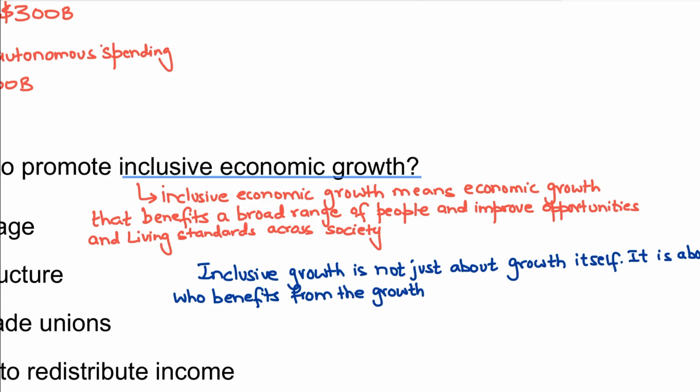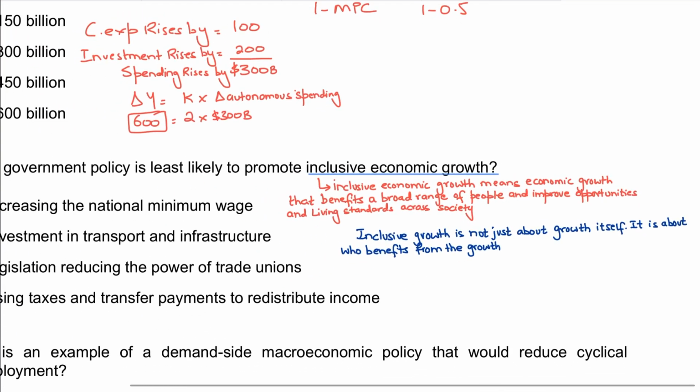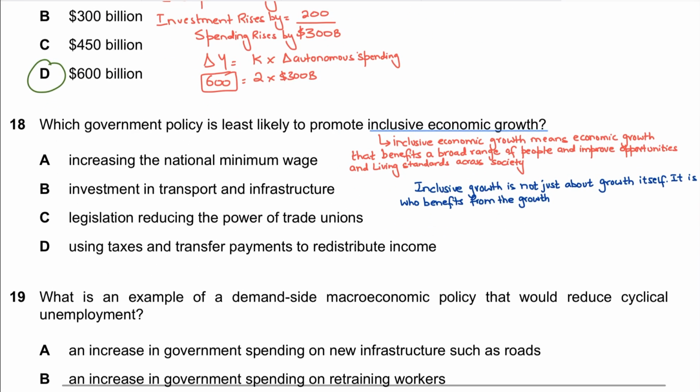It doesn't target a specific sector, or benefit a specific group of people, but the benefits are shared across all sectors. That's called inclusive growth. So it's not just about growth itself. Inclusive means everyone benefits from that growth, right? So the answer has to be which policy is least likely to promote inclusive growth, right?